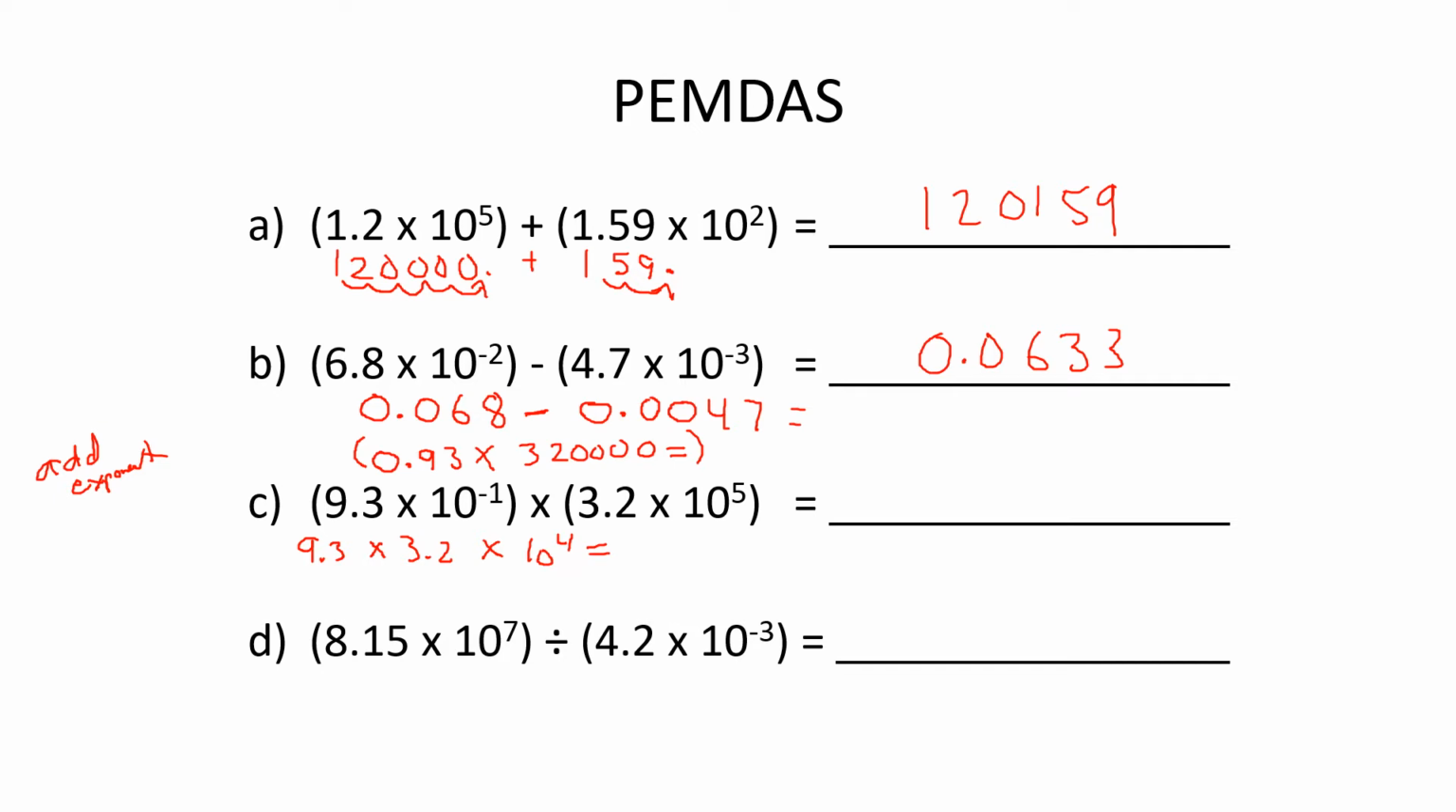So for that one, you can do it either way. You can add the exponents, or you can just convert to a decimal and multiply. Either way, what answer do you guys get? 297,600.